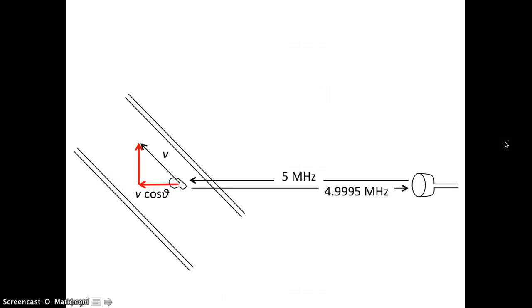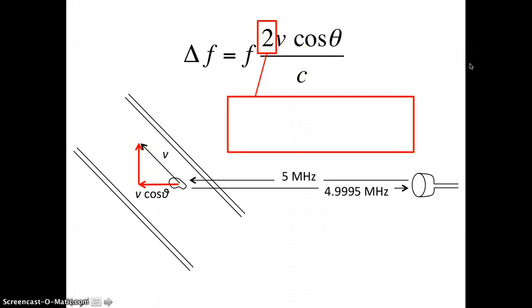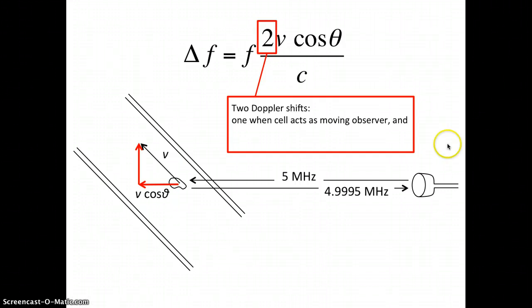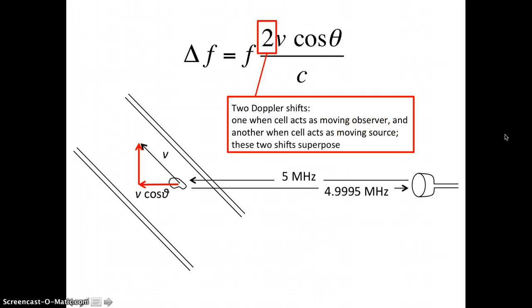We can use the Doppler shift to measure how fast blood cells are moving. Here's the equation. There's a 2 added into the equation because there are 2 Doppler shifts. The first occurs when the cell receives the ultrasound beam. In that case, the cell acts as a moving observer. And then the cell reflects a beam and acts as a moving source. So there are 2 shifts. One when the cell is a moving observer, a second when the cell is a moving source, and these 2 shifts add together or superpose.